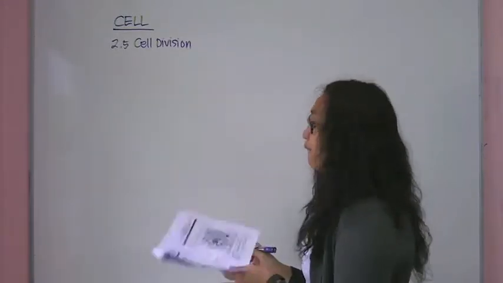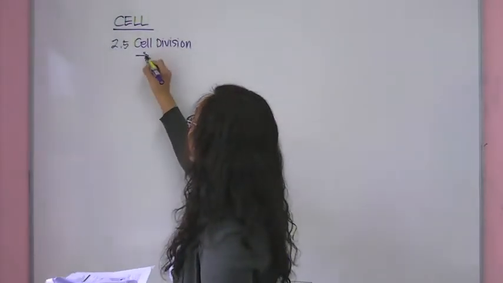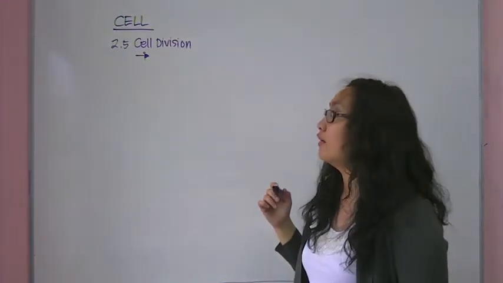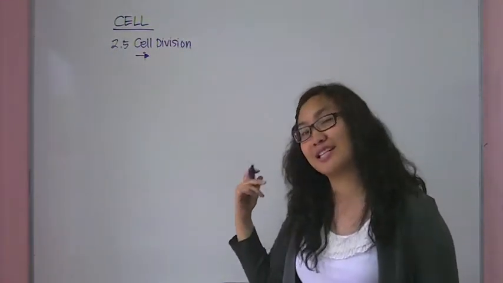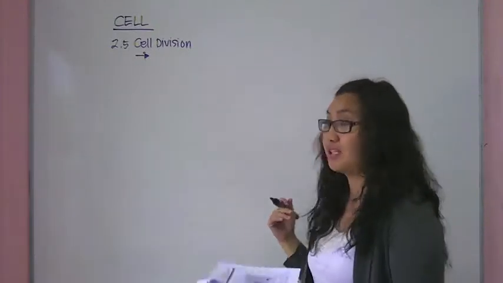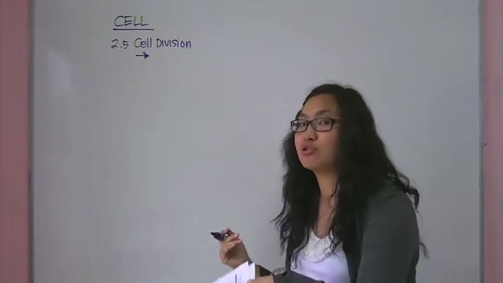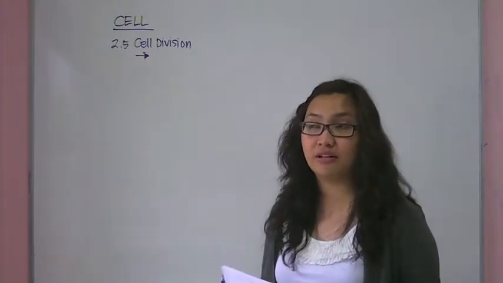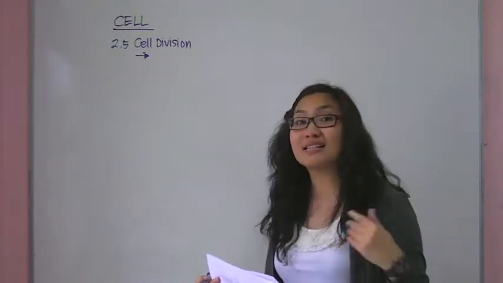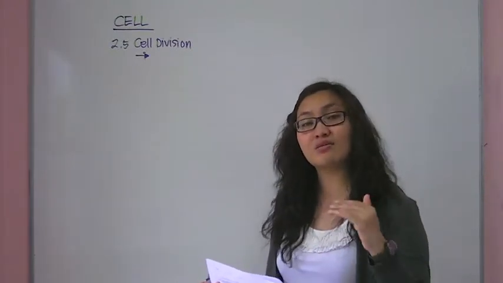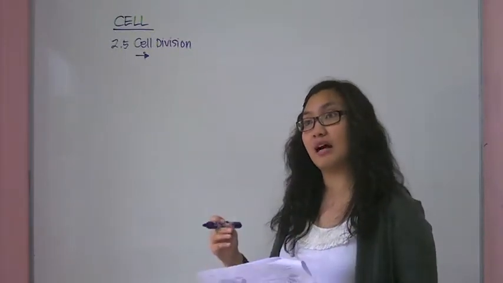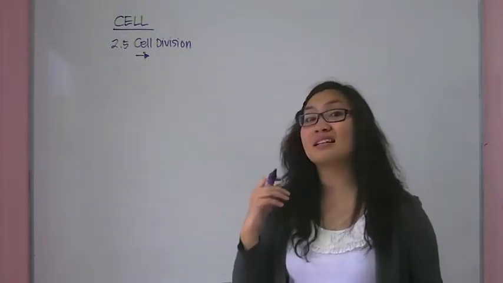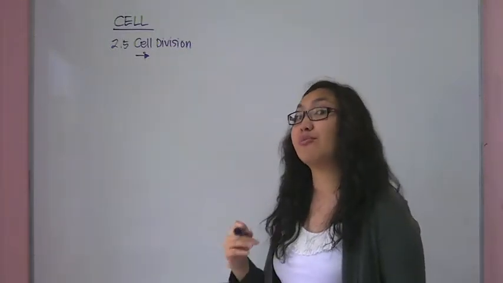So the first thing that needs to be discussed in cell division is that we have to explain the significance of cell division. So we have to go back to the previous topic, the cell theory, which says that all cells come from pre-existing cells. The reason why there is growth, the reason why there is repair, and the reason why there is asexual reproduction, is because cells keep on reproducing.